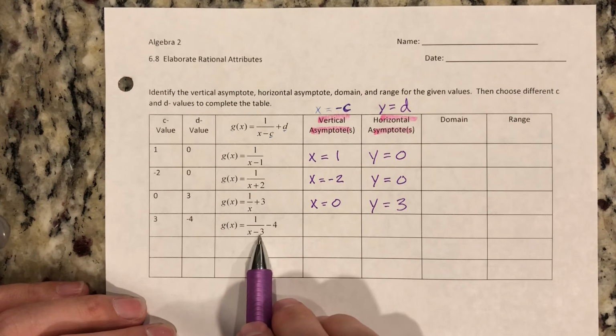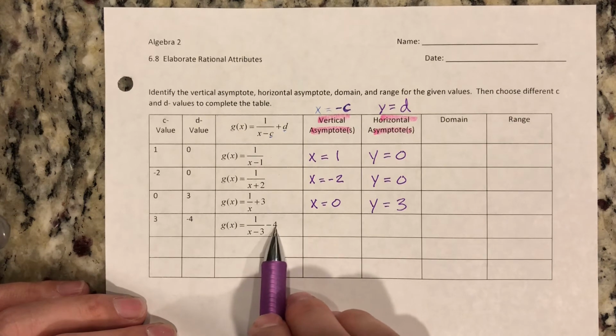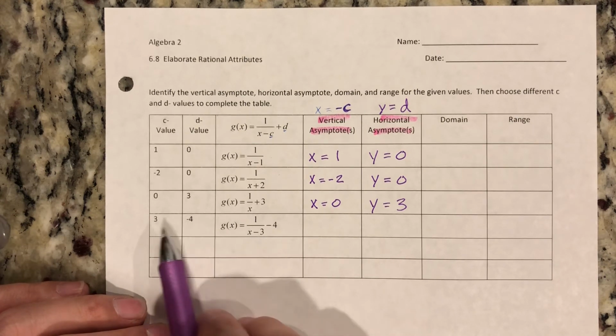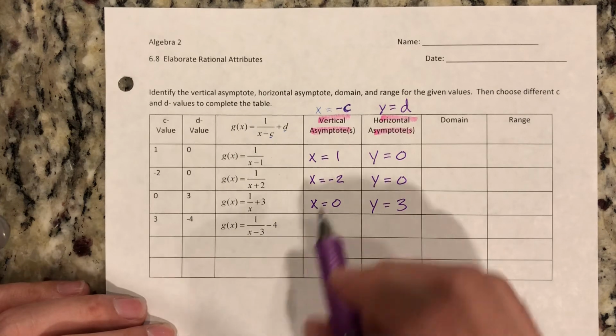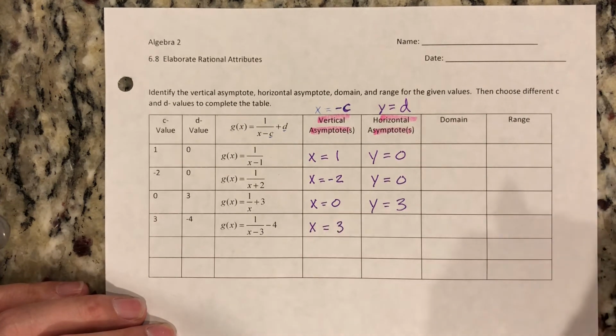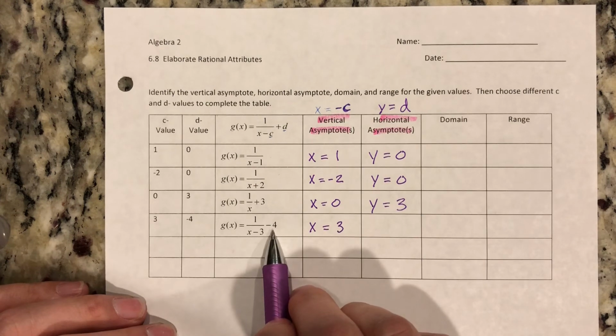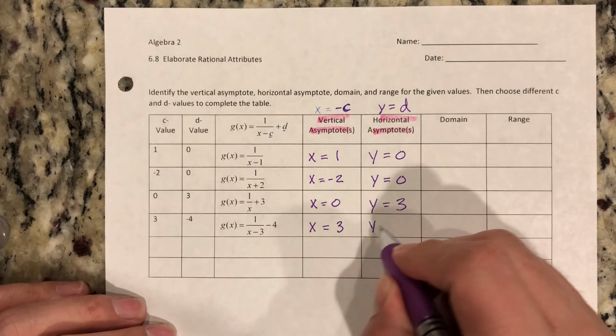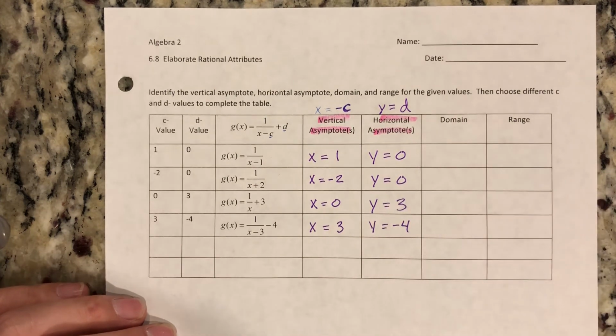And then for the last one, we have a C value. This time it says 1 divided by x minus 3, and then minus 4 out here. So this minus 3 becomes a positive 3. So the vertical asymptote is x equals a positive 3. And the horizontal asymptote is going to be y equals negative 4.